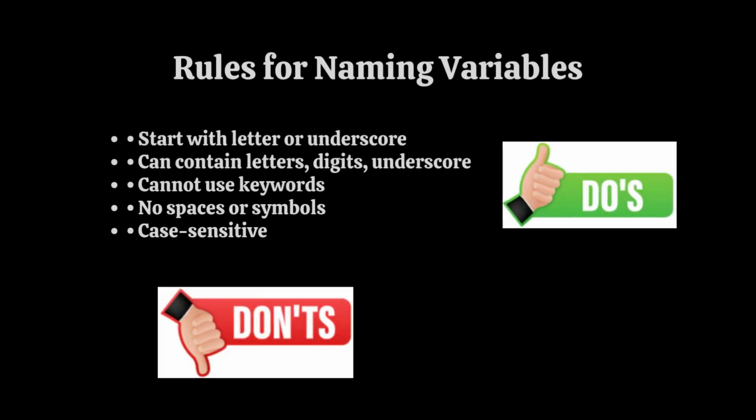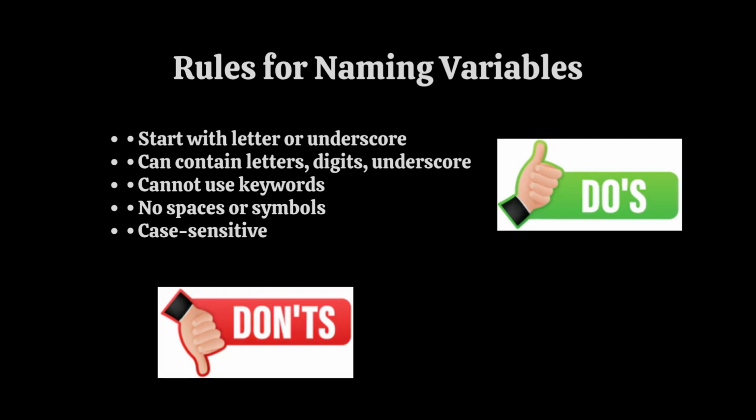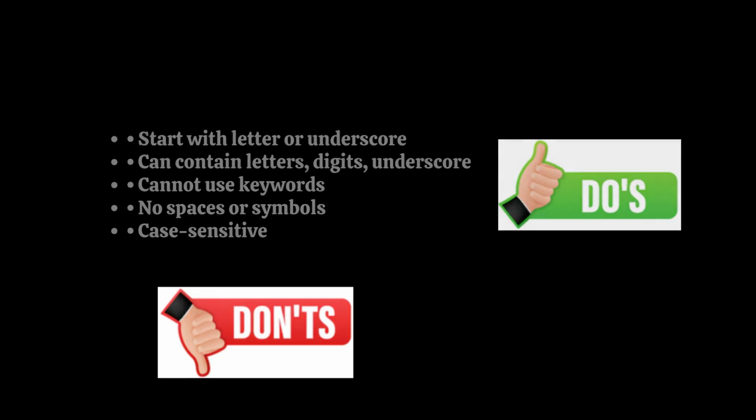Rules for naming variables. Now, don't go naming your variables like "my age" or "2data". That won't work at all. Remember, variables must start with a letter or underscore and can't contain any spaces. Also, C is case sensitive, so the word Age with capital letter A and the word age with small letter a are two different variables.